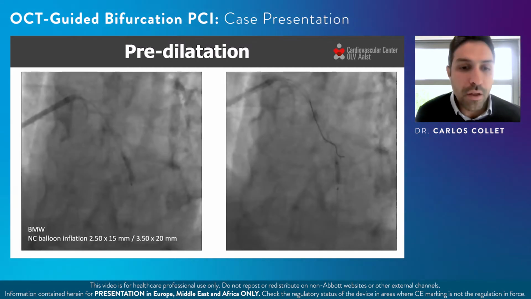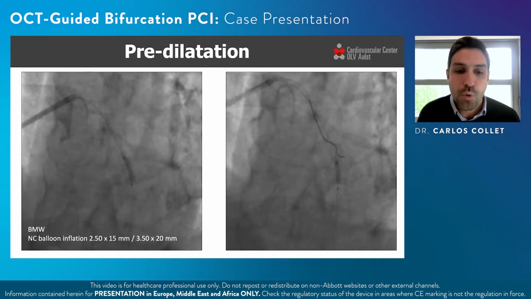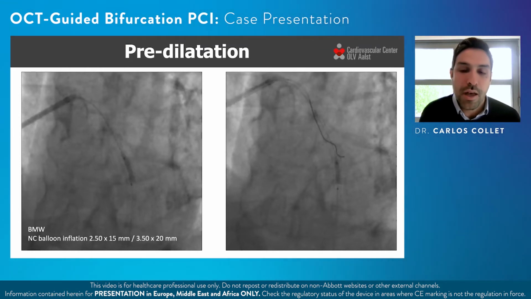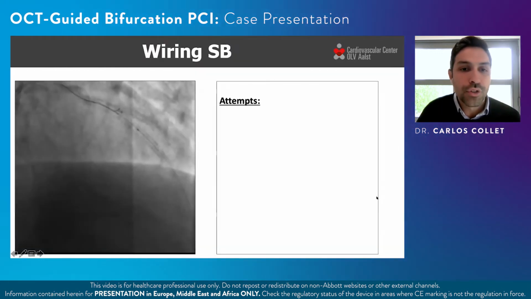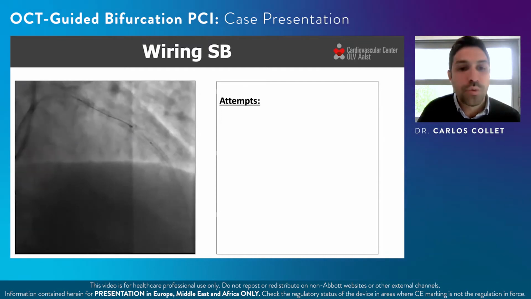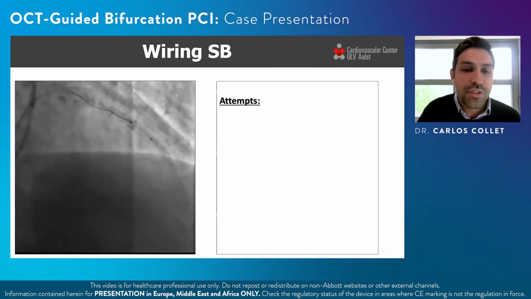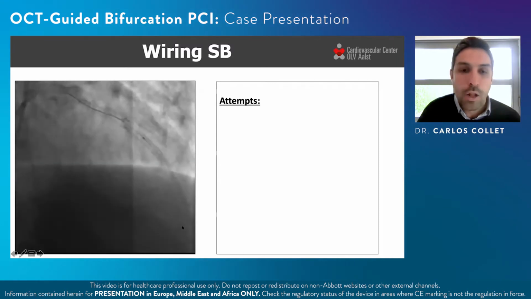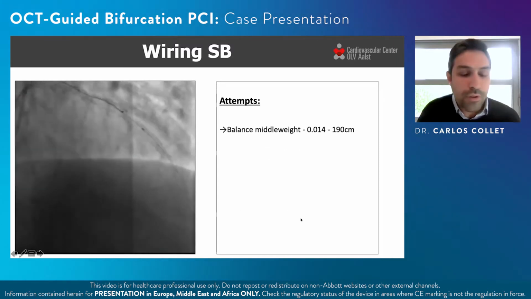So we started wiring the main branch, which was fairly easy, and we did a predilatation of the main branch with a 2.5 15 balloon, and then we went a little bit higher with a 3.5 20 balloon. This is for the main vessel. But we had some issues accessing the side branch, and we tried initially with the normal wires. Then we decided to park the balloon just distal to the takeoff of the side branch to see if this would help. And then we started trying different wires.